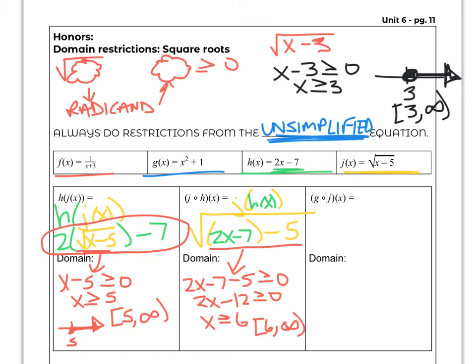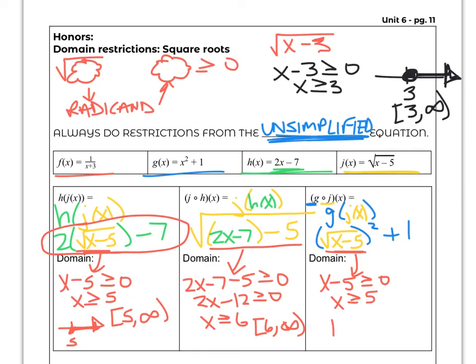Last one, g of j of x. So my big outer function is something squared plus 1, square root of x minus 5. That's my final answer. But I have a square root. So that means what's under the square root, the radicand, has to be greater than or equal to 0. So x needs to be greater than or equal to 5.